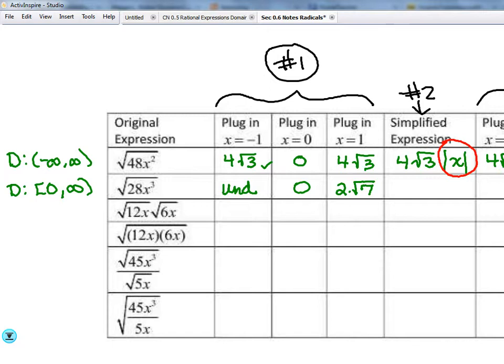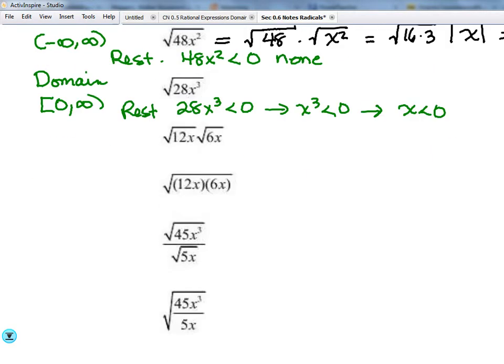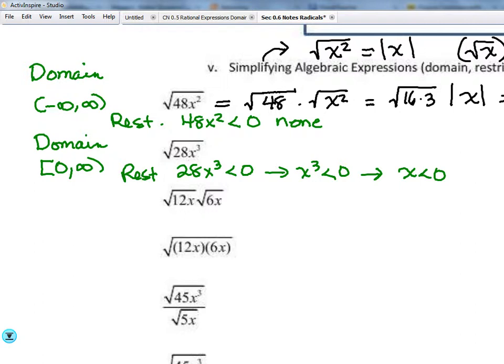Right. Now let's simplify. I want to simplify this, and we already did the hard work. Now, this is okay to split because they're not both negative. 28 is a positive number. So I can split it into square root of 28 times square root of x cubed. Square root of 28, we just did, is 2 square root of 7. Now the square root of x cubed, I'm going to rewrite as the square root of x squared times x. By doing that, I have something that's positive and something that's negative, so they're not both negative.